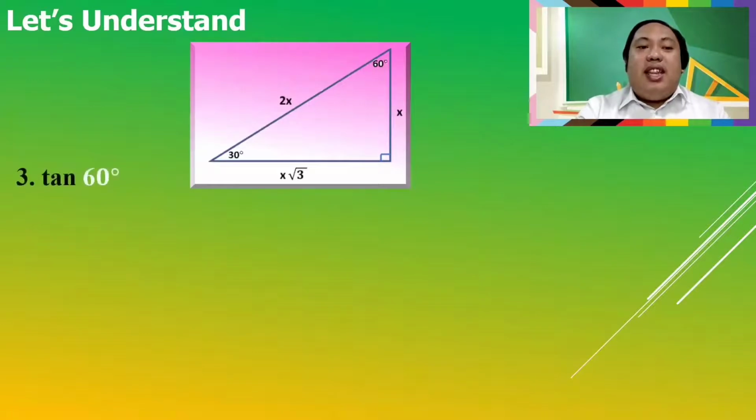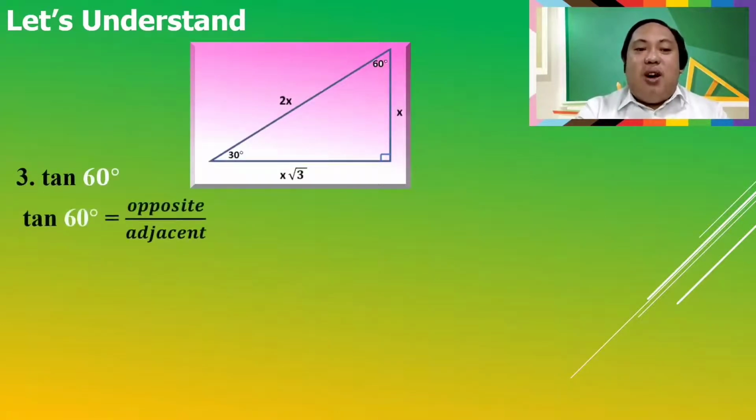Number 3, tangent 60 degrees. Tangent 60 degrees equals opposite side over adjacent side. Then we have x square root of 3 over x. We simplify, we have square root of 3. Hence, tangent 60 degrees is equal to square root of 3.